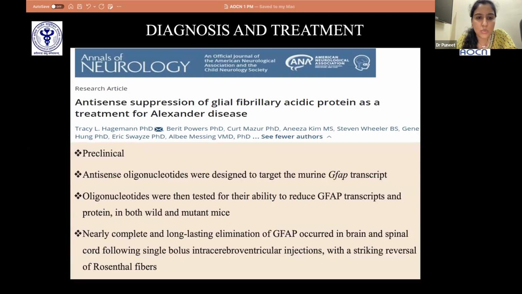So this is a 2017 published report where a preclinical trial was done using antisense oligonucleotides, which were designed against the GFAP protein, and these were given as intraventricular injections to both wild type as well as the mutant mice. They found that near complete and long-lasting elimination of GFAP occurred in brain as well as the spinal cord, with a striking reversal of Rosenthal fibers, giving us some hope for future studies coming with good treatment in cases of Alexander disease.